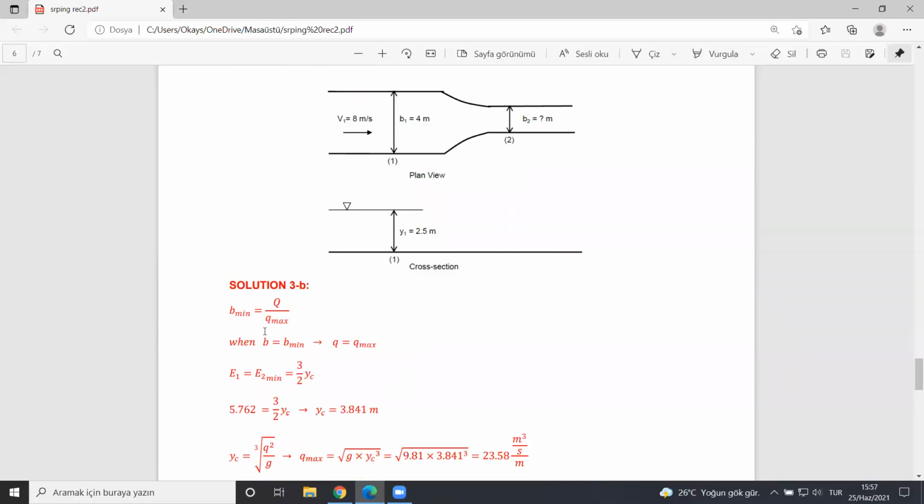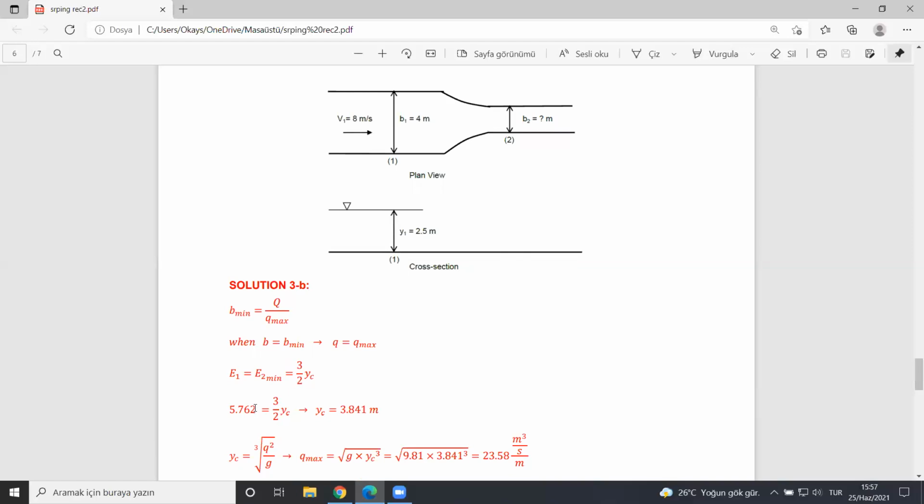This is why I wrote these two. So if we are dealing with the minimums, that means we are in the critical situation. Therefore, we can calculate the energy by using a critical depth equation.